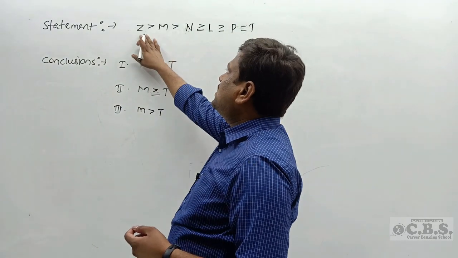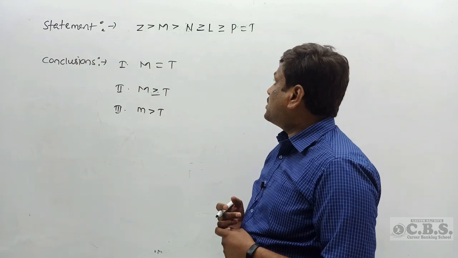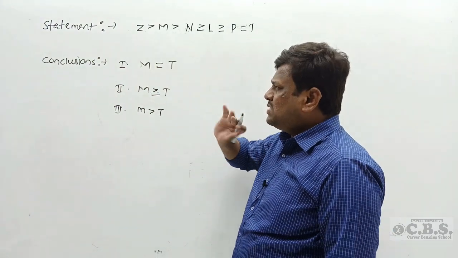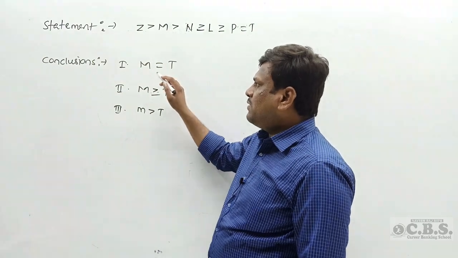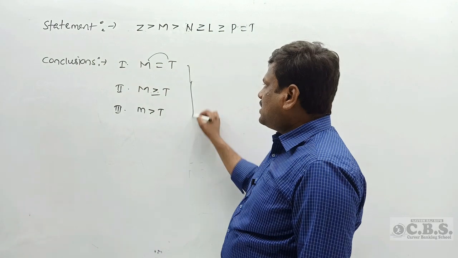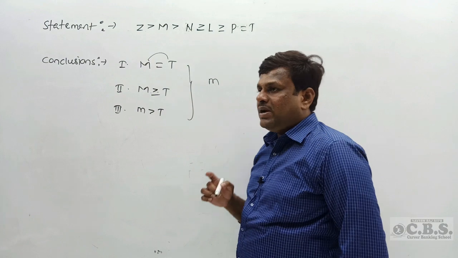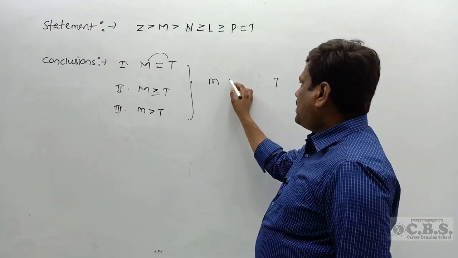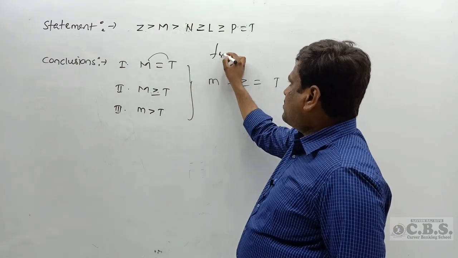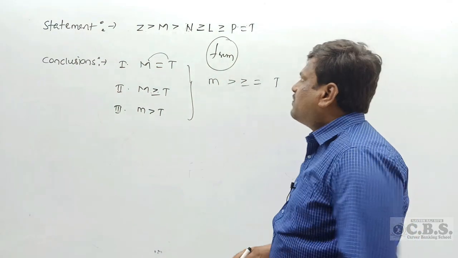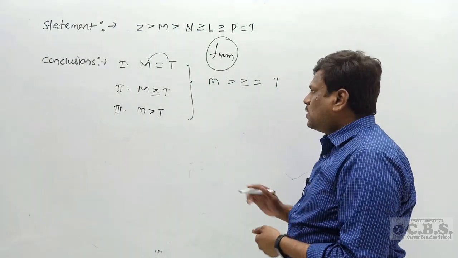Here the statement is z to t. We have a relation between z and t. Some have more than, more than or equal to, and equal to symbols. So you just forget about the statement and focus on the conclusion. Conclusions are given between m and t. Our intention is to take how many symbols happen between m and t. M and t have more than or equal to, and equal. From the statement, between m and t we get the symbols more than or equal to, and equal.